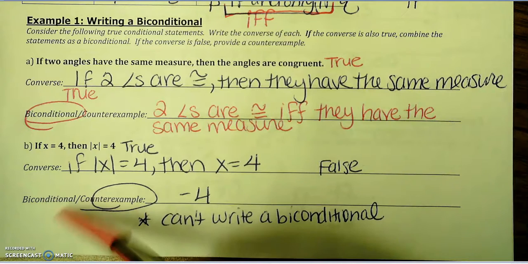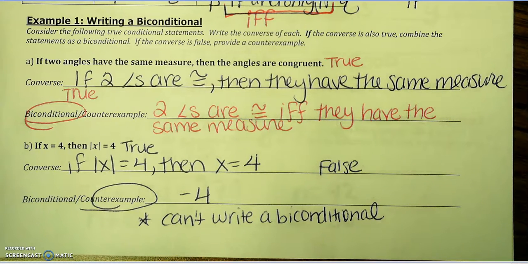So we cannot write a biconditional here because the converse is false. And so I go ahead and write a counterexample. You can only write a biconditional if the converse and the conditional statement are true.